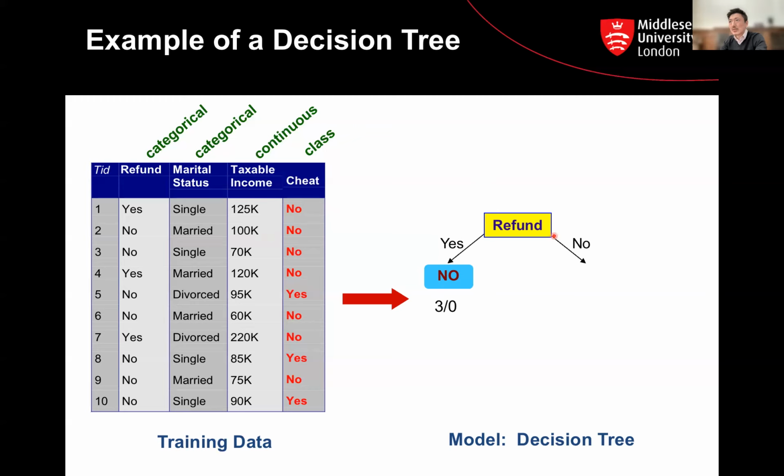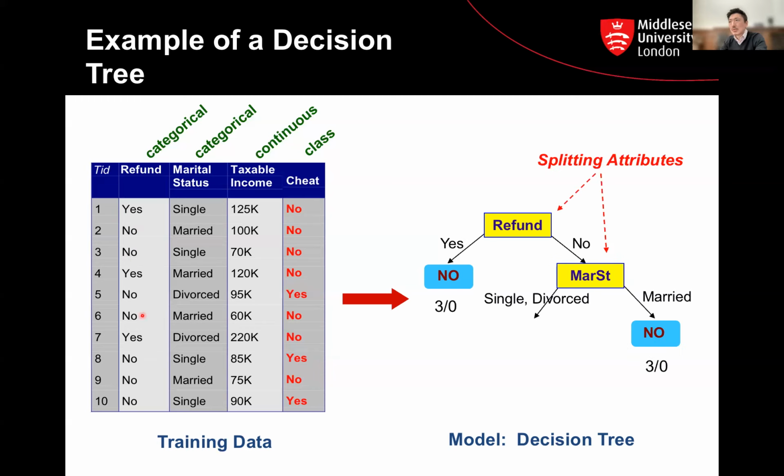Okay, in this case, we pick the refund, and then there will be 2 branches. For the refund, it's either yes or no. So we have 3 yes, and for these 3 yes, the cheat is always no. So you already have the same value for the attribute you want to predict, and you don't need to divide this further. That is to say, if refund is yes, it's always no for the cheat part.